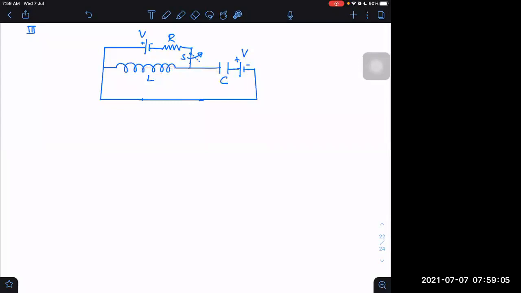Now tell me, what would be the final charge stored? What is the maximum charge stored? Or what is the charge as a function of time? What is the inductor current as a function of time? Find it out. What is the energy equation here? Energy conservation equation: half L I square plus Q square by 2C.